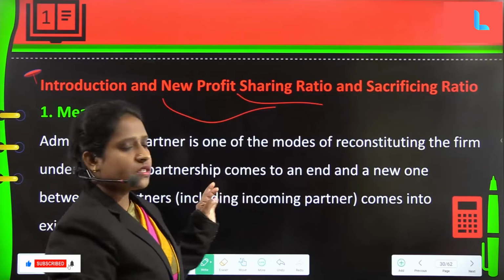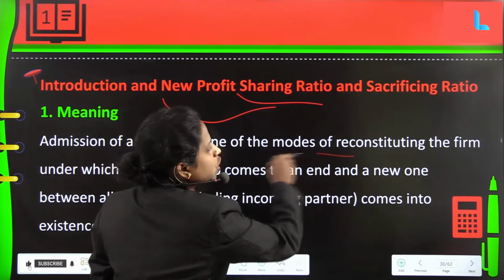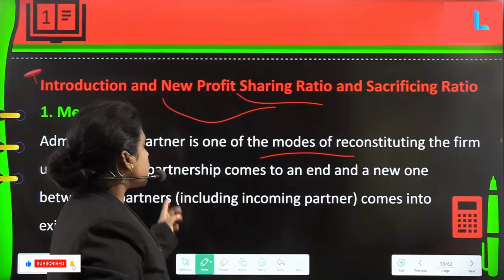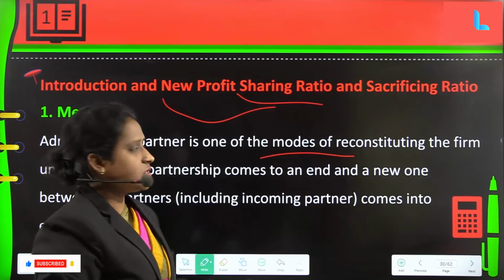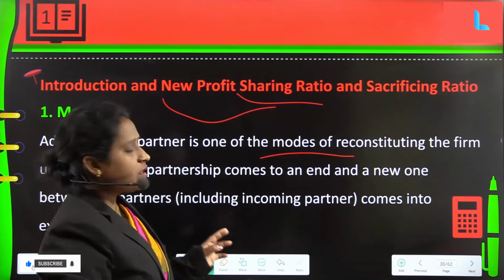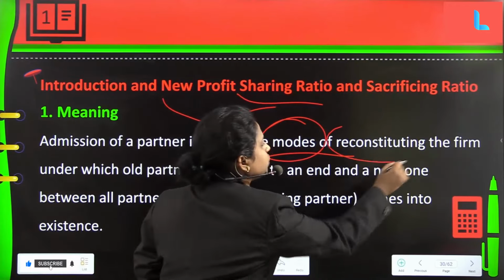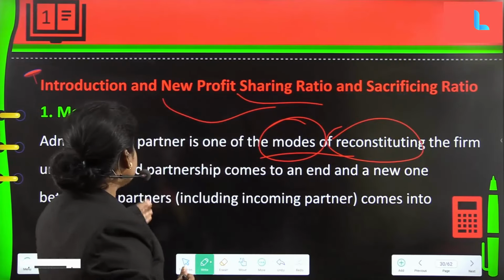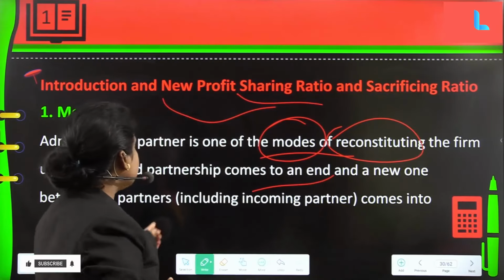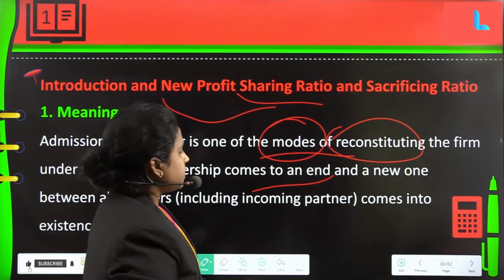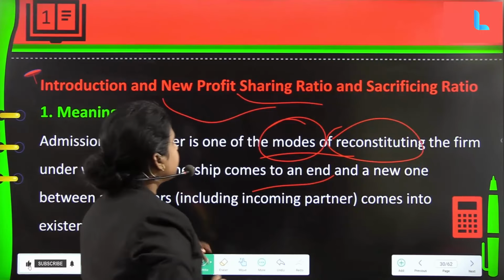First thing is that we have to discuss the meaning. Under meaning, let's discuss that admission of a partner is one of the modes of reconstituting the firm, under which the old partnership comes to an end and a new one between all partners, including the incoming partner, comes into existence. So they'll be coming into the picture.